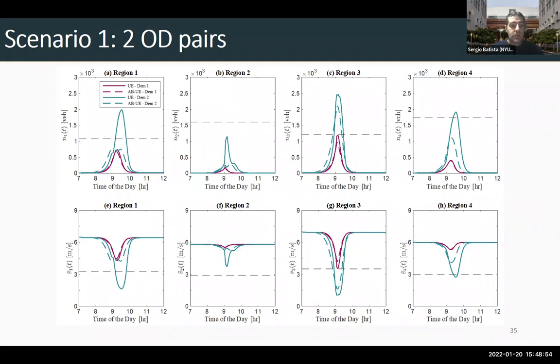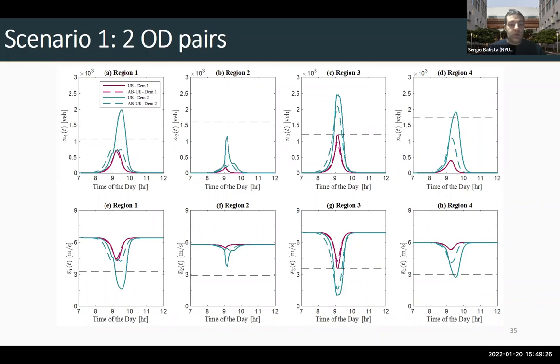And what you see here is that, as we expected, the traffic dynamics for scenario one, which is demand one, is when we have our network in more free-flow conditions. We don't observe many changes, as we were expecting from our previous analysis in the previous slides. And as the network becomes more congested, then we have a clear reduction in the congestion in the city, which we see, for example, in region one.